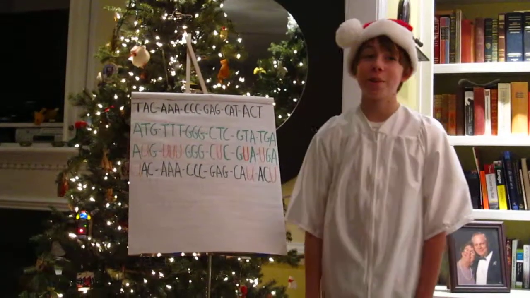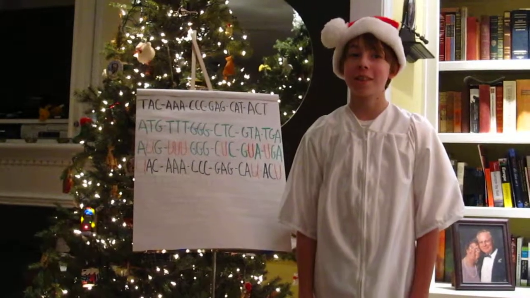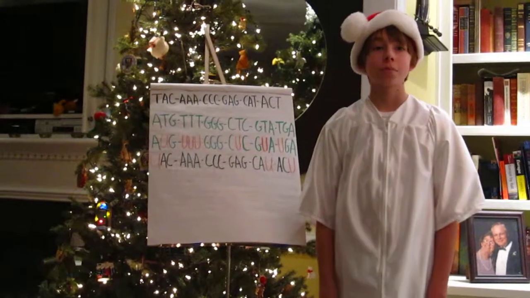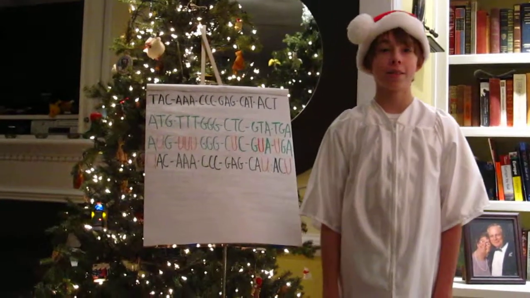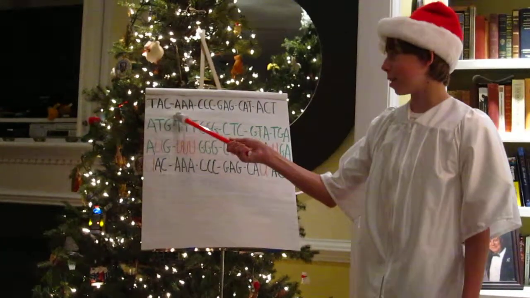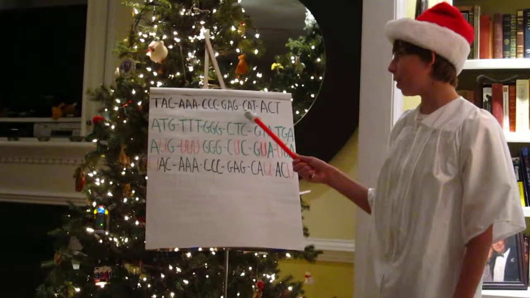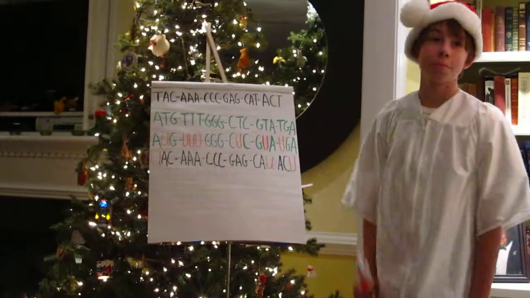I'm here today to show you how an amino acid chain or protein is formed from a specific DNA antisense strand. Let's start with this DNA antisense strand. TAC, AAA, CCC, GAG, CAT, ACT.